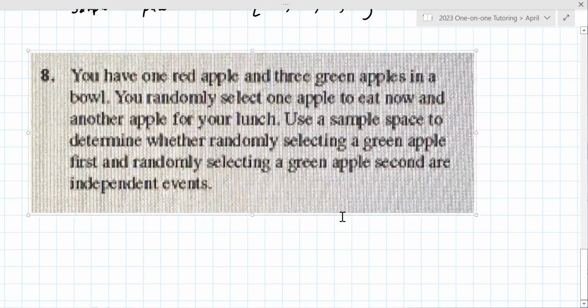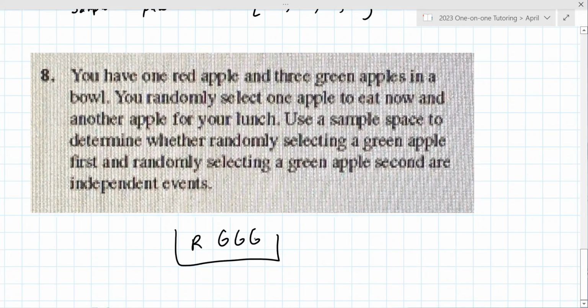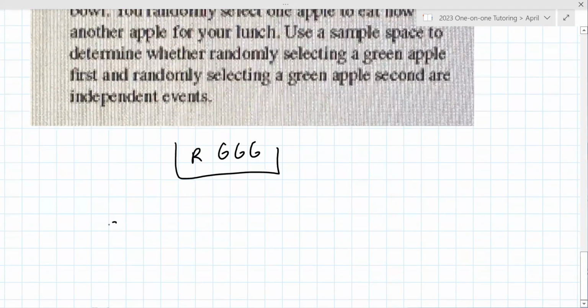All right. Let me know when I can move to this one here, if that's clear. Yes, you're all good. All right. You have 1 red apple and 3 green apples in a bowl. So I sometimes will go, okay, I've got a red, green, green, green. You randomly select one apple to eat now and another apple for your lunch. Use a sample space to determine whether randomly selecting a green apple first and randomly selecting a green apple second are independent events. So the sample space here, you have to write this in terms of your first outcome and then your second outcome.